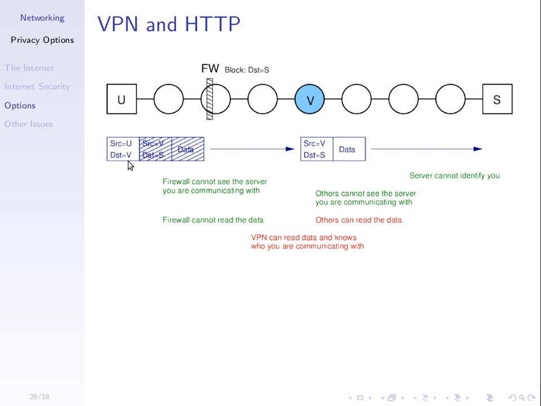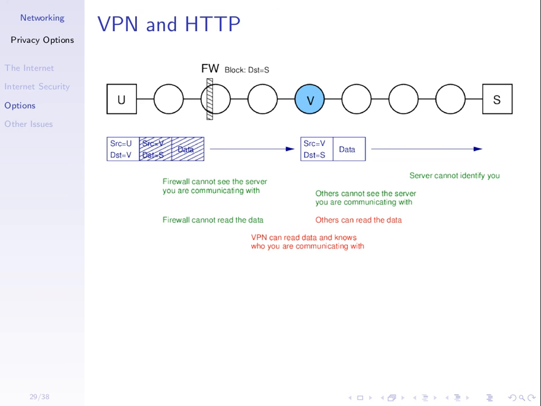So we'll see what happens. When we send this packet between U and V, what does the firewall see? What does the firewall see in this case when it intercepts this packet? Can they see the data? No, the data is encrypted, so they can't see the data.